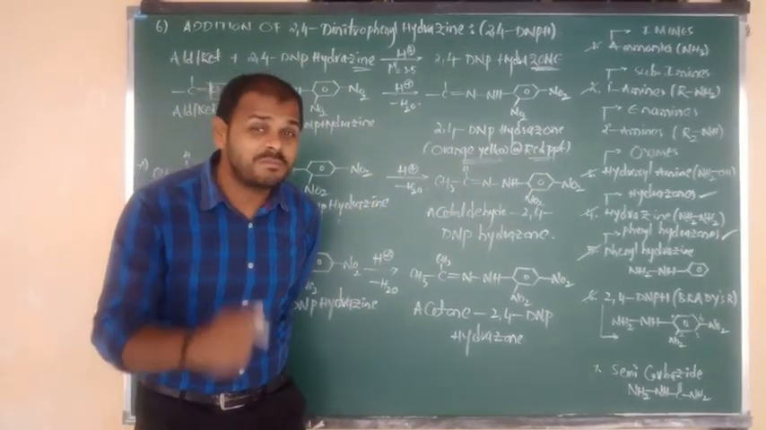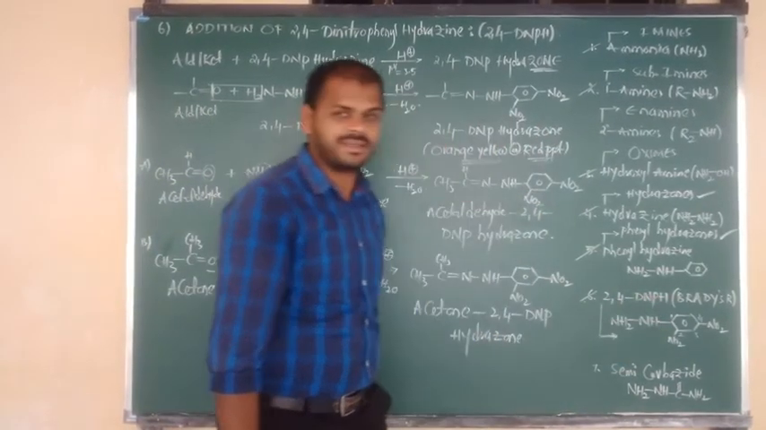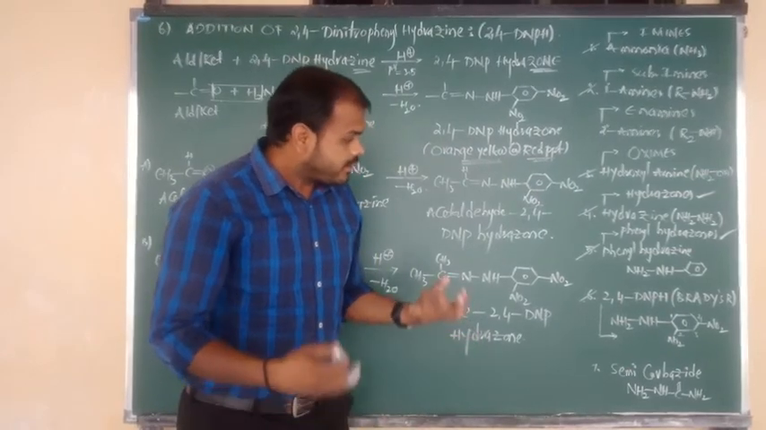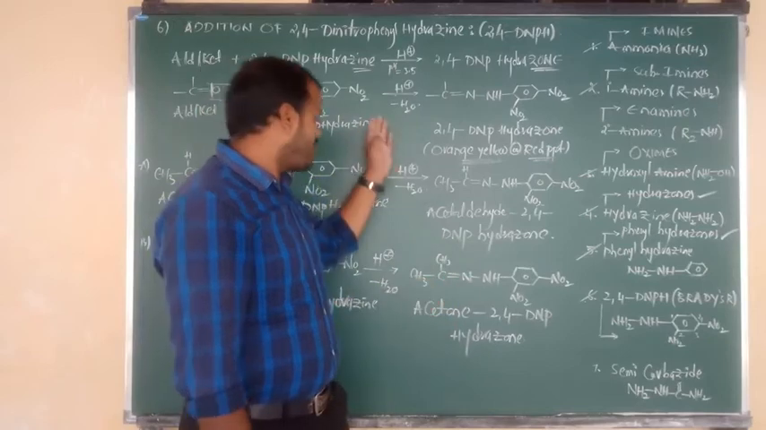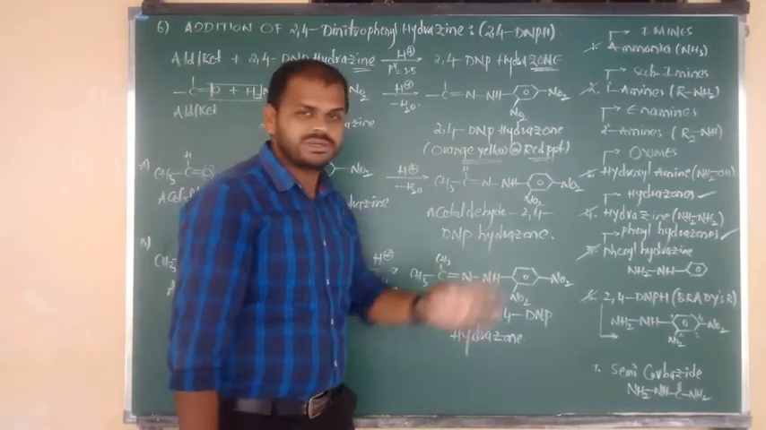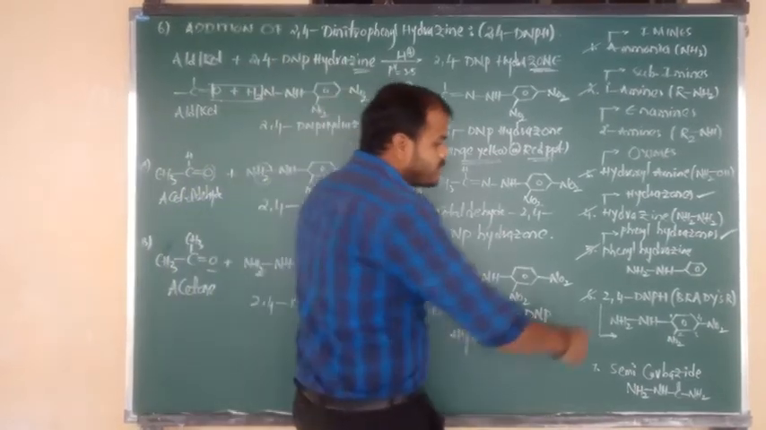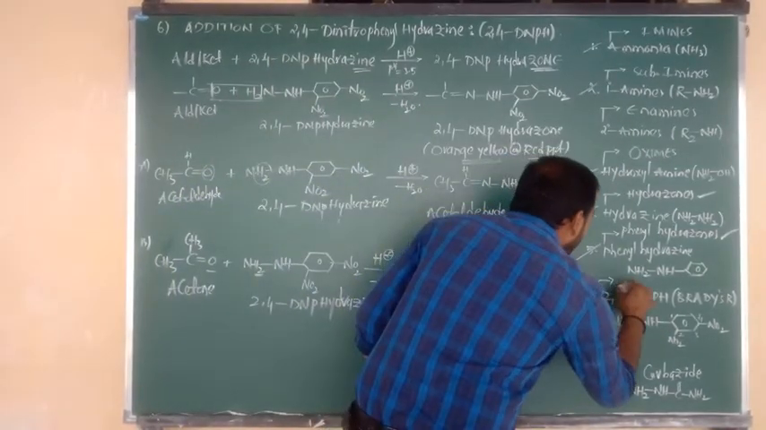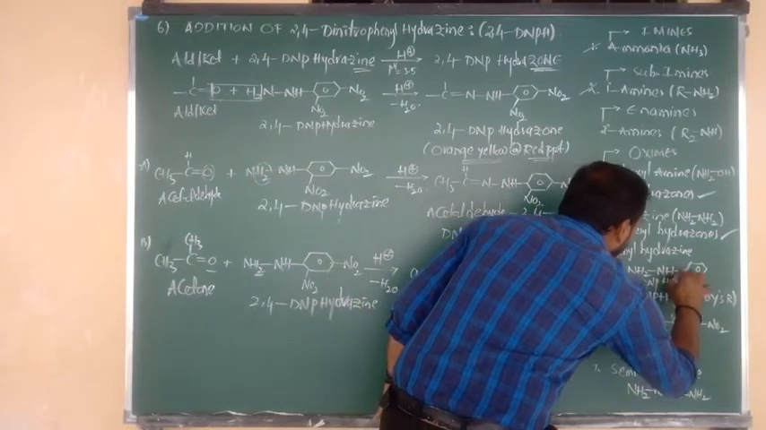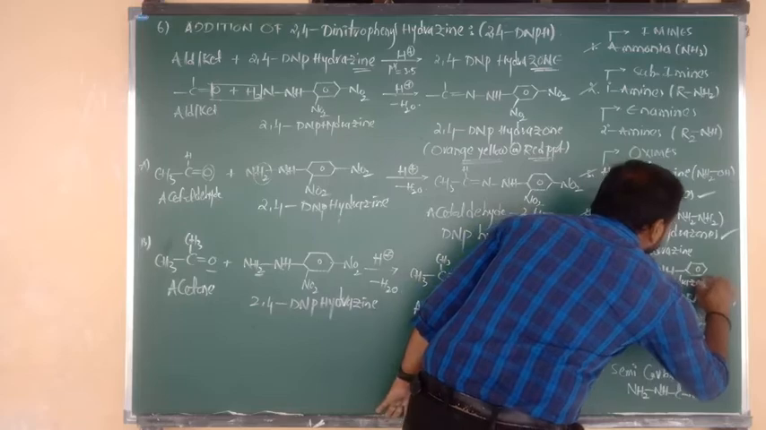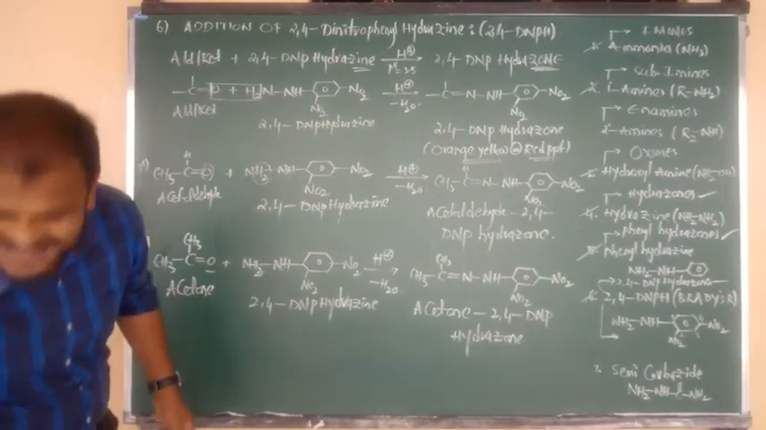So what is meant by Brady's reagent? That is nothing but 2,4 dinitrophenylhydrazine. And what is the use of Brady's reagent? It is used for the characterization of aldehydes and ketones by the formation of colored precipitates or colored crystals. Next, 2,4 dinitrophenylhydrazine is converted into the product 2,4 dinitrophenylhydrazones. Like that, all 6 types of addition reactions are cleared.